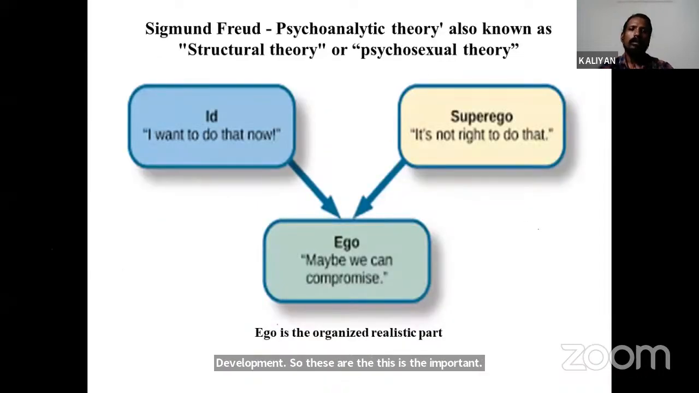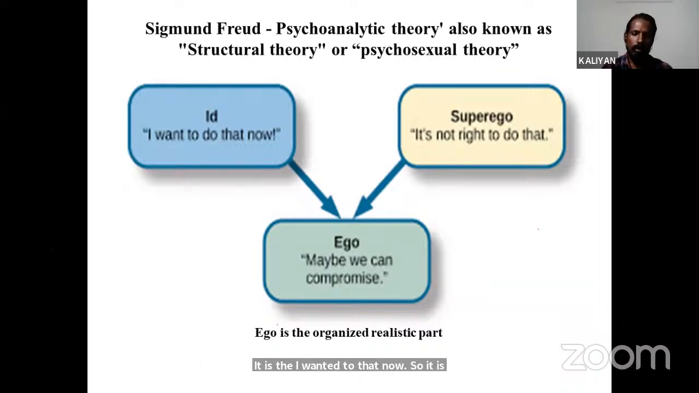And next one, Sigmund Freud, the psychoanalytic theory, also known as the psychosexual theory. They will ask who gave the psychosexual theory or psychoanalytic theory. So Sigmund Freud. This is basically based on 3 entities: one is the id, another is the ego, and the superego. Id is: I want that now. It is the basic instinct. Do it right now. That is the id. Ego, maybe we can compromise. Superego, it is not right to do that.